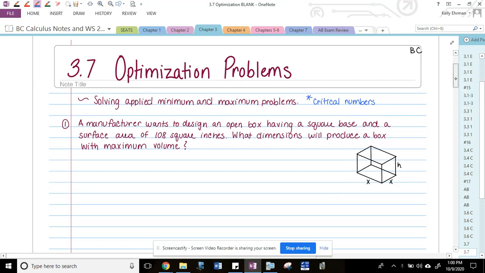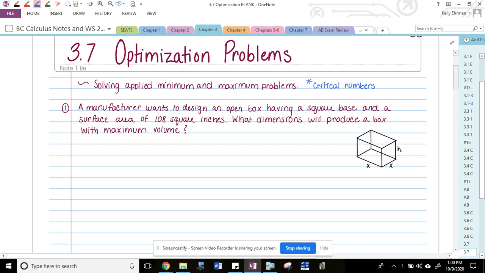So we're talking about optimization problems today, which is really just finding either absolute maximums or minimums, or relative maximums or minimums, just with context to the problem. So they're word problems: find a max or a min.